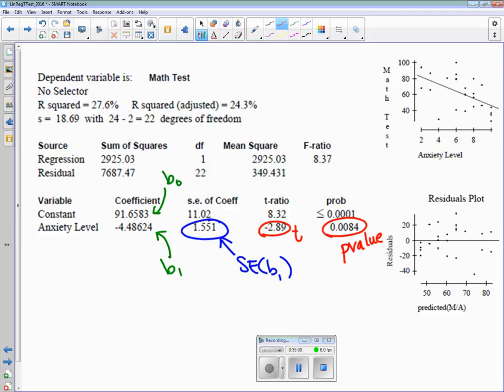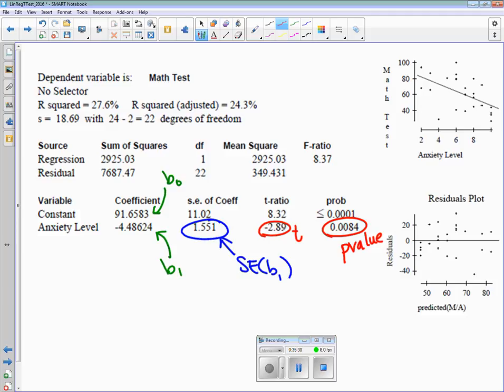Oftentimes on an AP exam, they'll give you a printout and ask you to give a conclusion. You need to know where to look to find the p-value. You can look at that p-value and say, what, right now? Reject that sucker, right? Reject the null, which means what? Based on this computer printout and this p-value, there is an association between test score and anxiety level. That's what that says. So that's your conclusion.